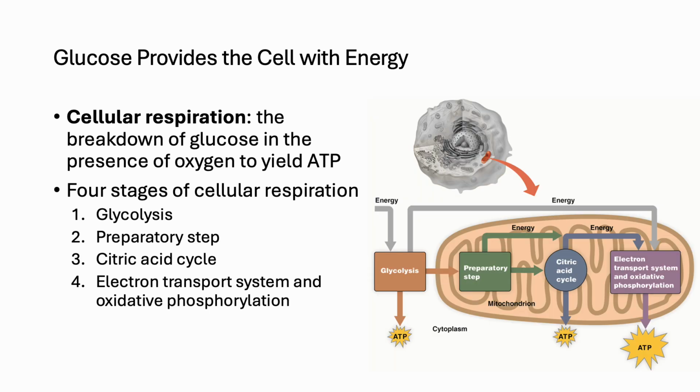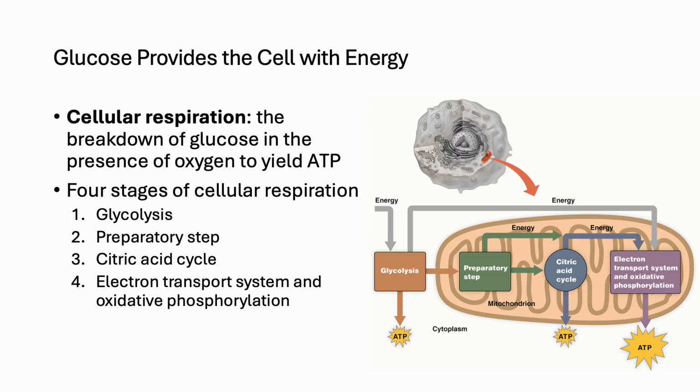Cellular respiration is the process by which glucose is broken down in the presence of oxygen to generate ATP. It involves four major stages: glycolysis, the preparatory step, the citric acid cycle, and the electron transport chain with oxidative phosphorylation. Each stage takes place in a specific location and contributes to the overall yield of ATP.